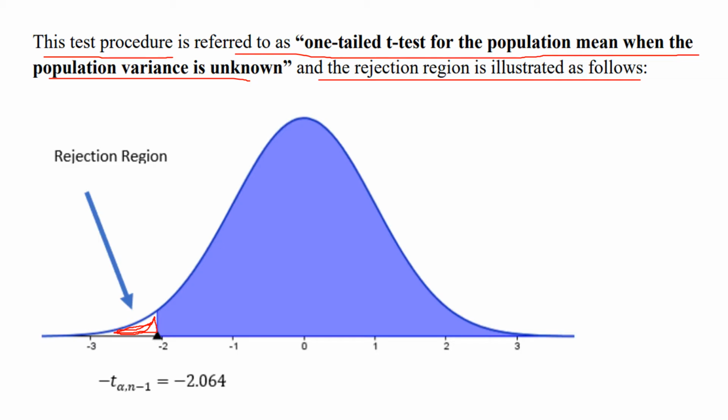Now, once we plot your critical value with respect to the given value of your alpha and the degrees of freedom, which is n minus 1, that will be equal to negative 2.064. If we plot this, it will fall somewhere here, as you can see. This value will serve as a separation between your rejection region and your non-rejection region.